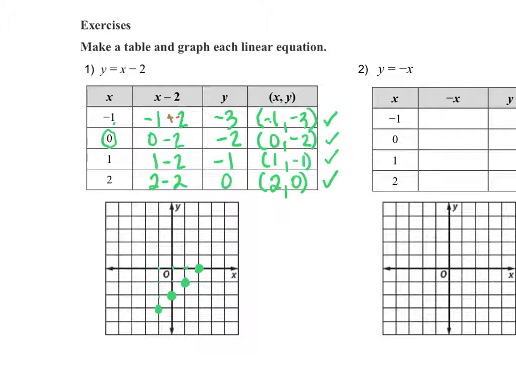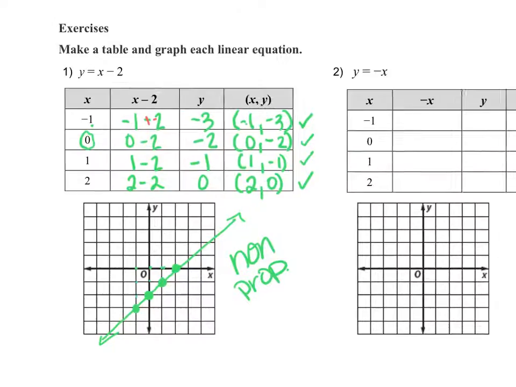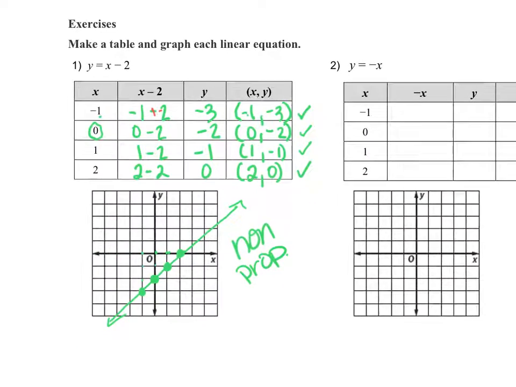So that's enough points to get me a line, right? So I'm just going to go ahead and extend that line all the way through. It just goes all the way out because we're talking about a linear equation. Okay? Yes, it would be non-proportional. Good job. I'm glad y'all keep remembering that. Okay, everybody got this copied?